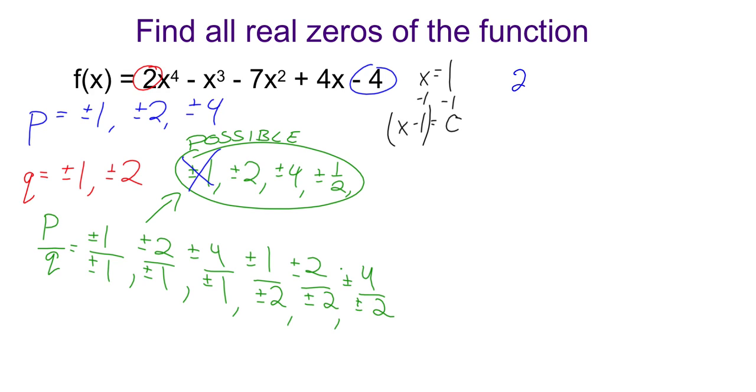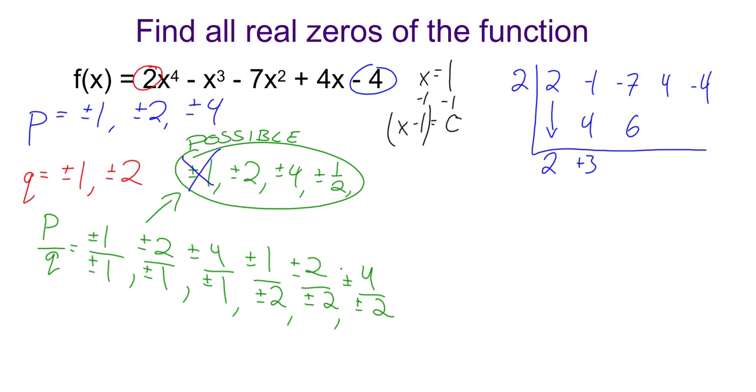So now I can try, let's say, positive 2. Then I go to 2, negative 1, negative 7, 4. Bring down the 2. What do I get? 4, positive 3, 6, negative 1, negative 2, 4, 0. Whoa. Remainder? No.